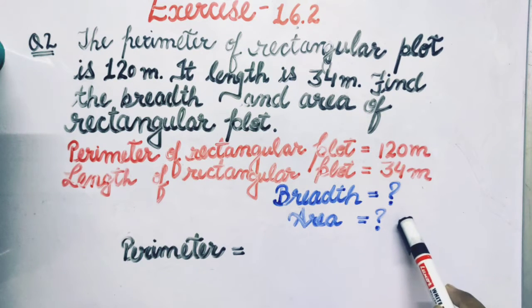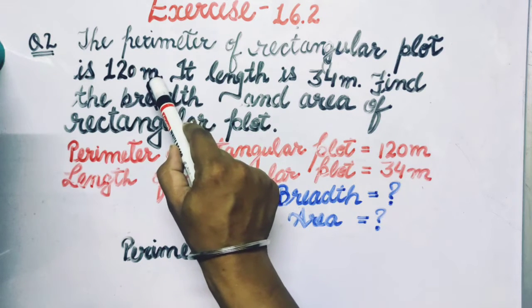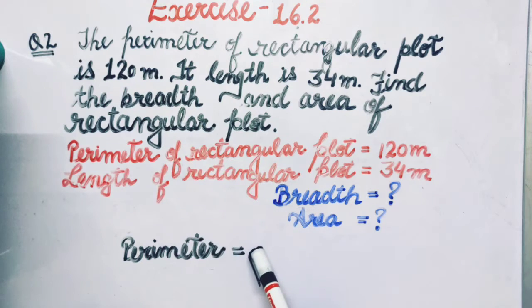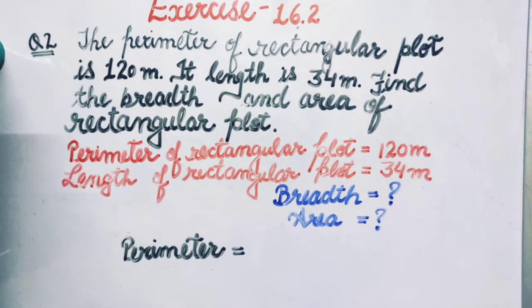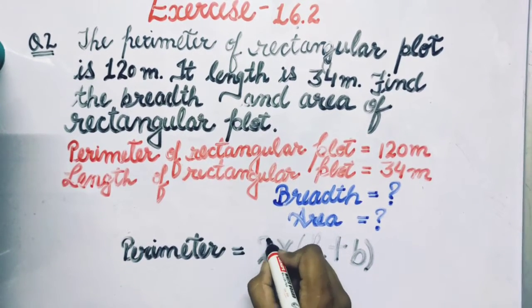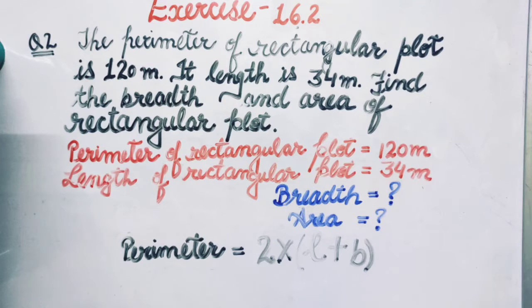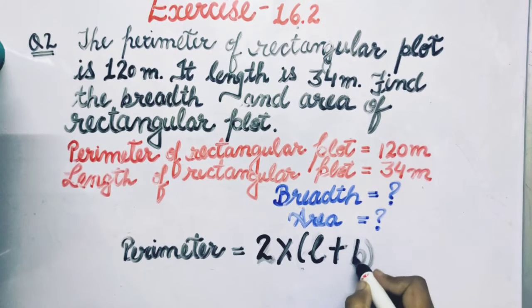So students, remember one point: when any value is given in the question, we have to use that formula only. In the question the perimeter value is given, so first of all we will use the perimeter formula of a rectangle. Now what is the perimeter of a rectangle? That is 2 multiply length plus breadth. Yes, once again repeat with me students. 2 multiply length plus breadth. Now we will put the values.